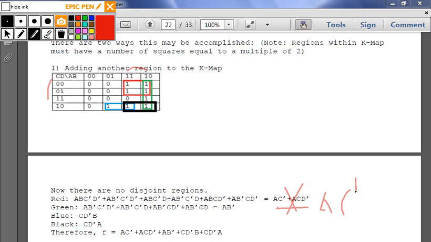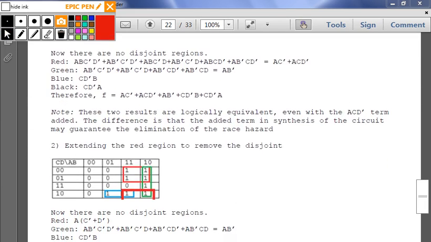AC naught. Anything else? Yes. On the second example, can you explain how you got the or condition for A, C, or D? No, it's C naught or D naught.